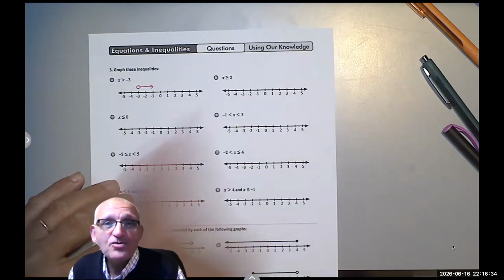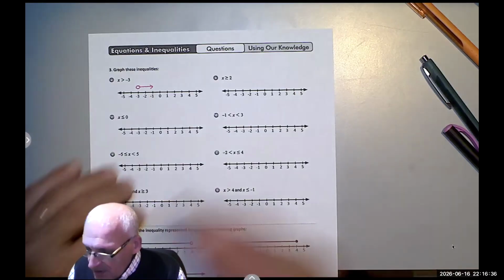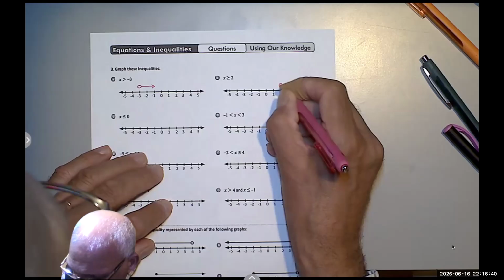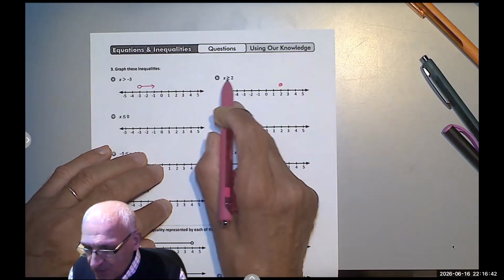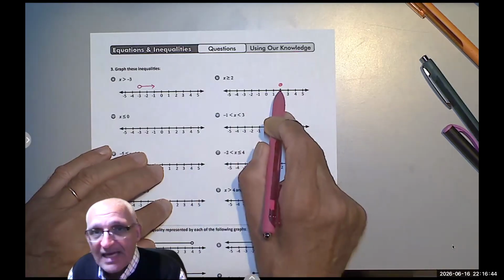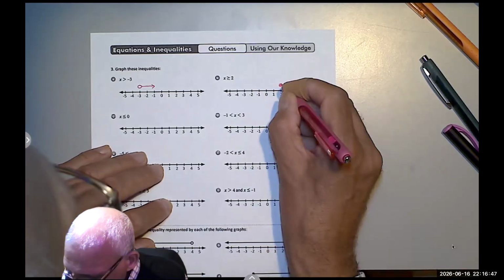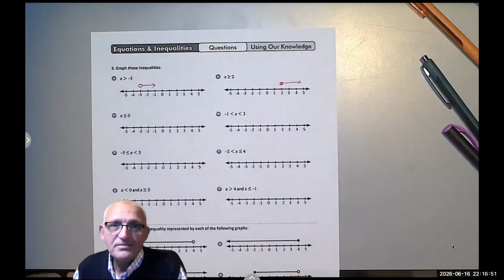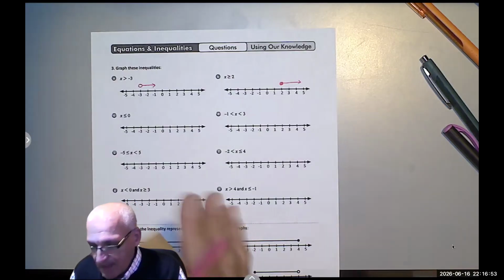X is greater than or equal to 2. So at 2, there is a closed circle, meaning yes, it can be 2, because x equals 2 is okay. And greater than, so I draw it to the right, meaning it goes to infinity. It doesn't stop. It's very simple.